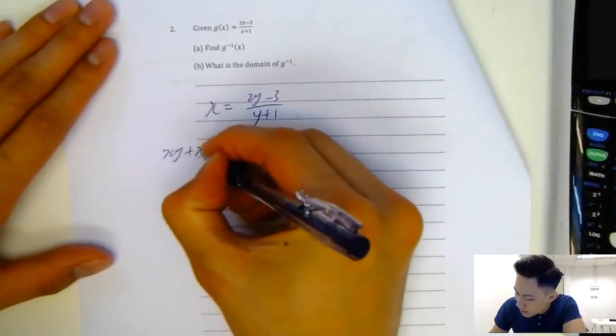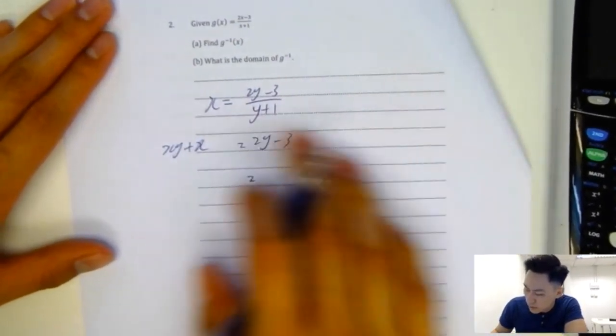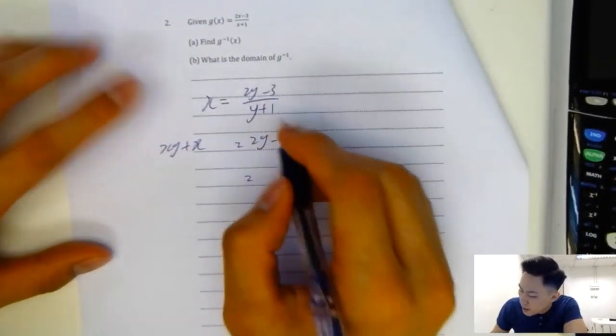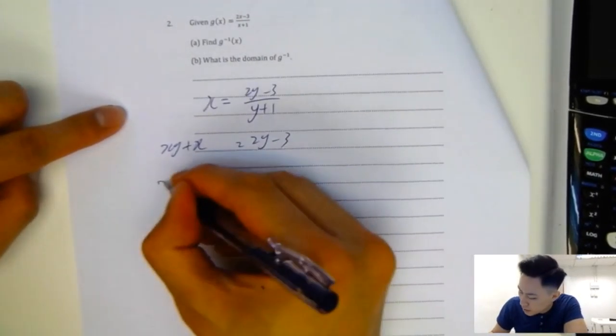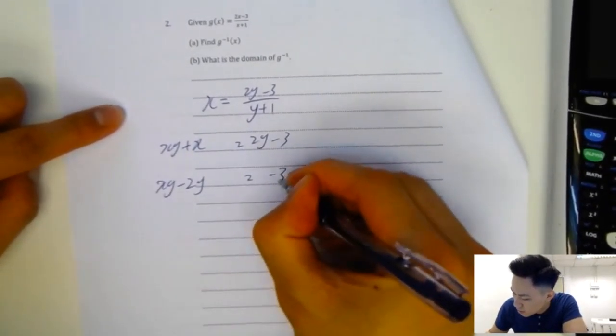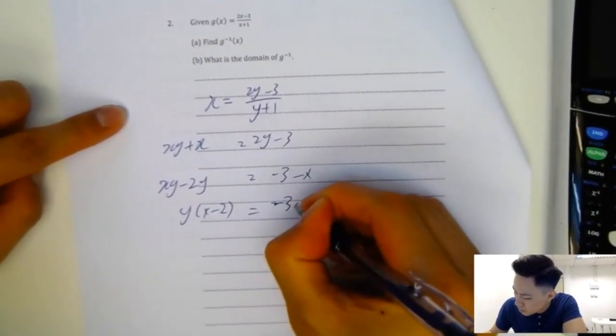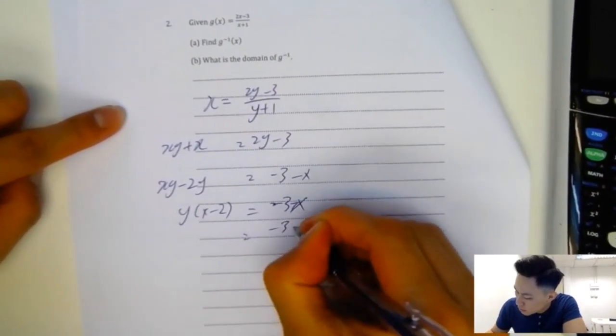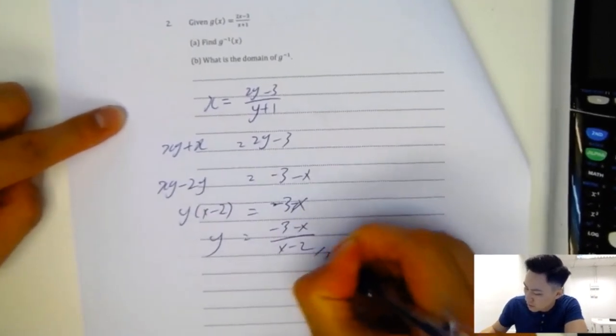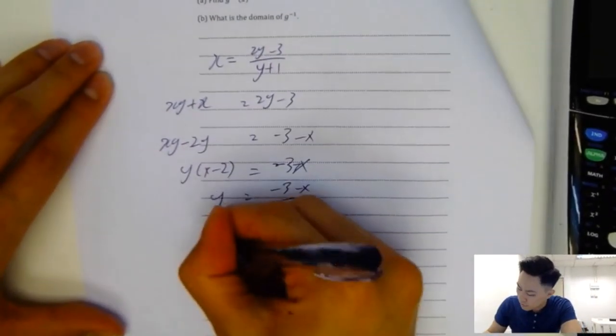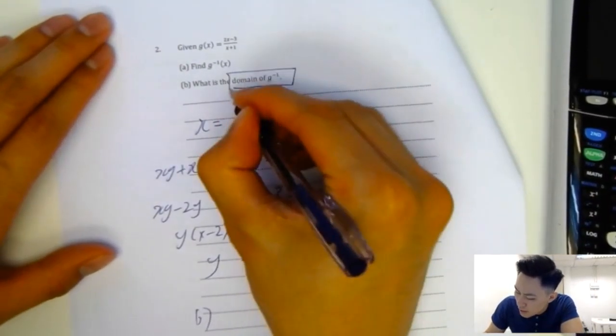So x(y plus 1) equals 2y minus 3, so xy plus x equals 2y minus 3. Do you get that? So I multiply to the left hand side, and then you make y the subject. So xy minus 2y equals minus 3 minus x. So y(x minus 2) equals minus 3 minus x. So y equals (minus 3 minus x) over (x minus 2). Just that, right?